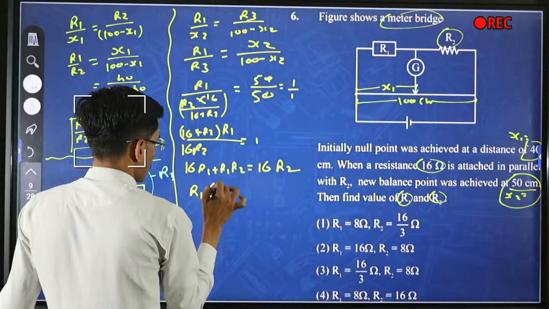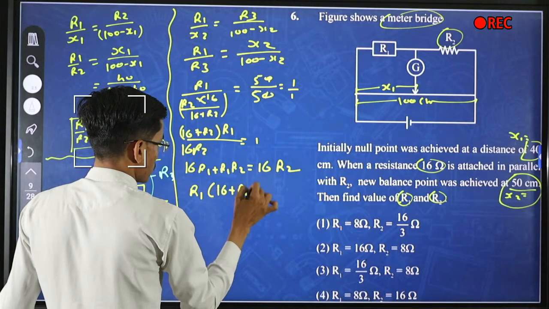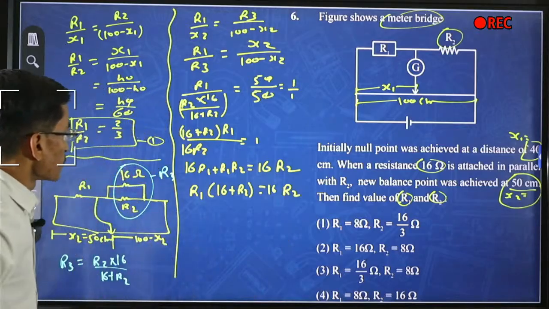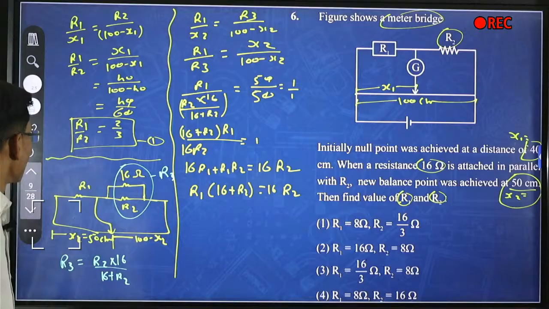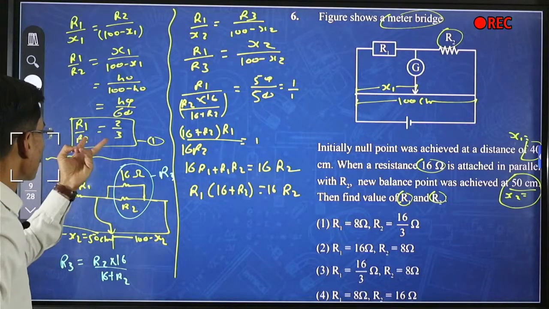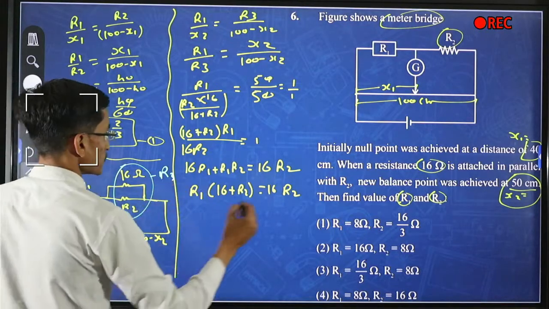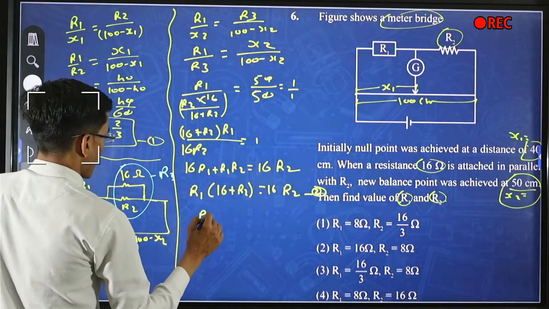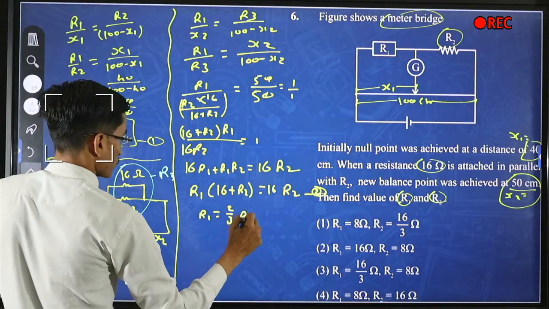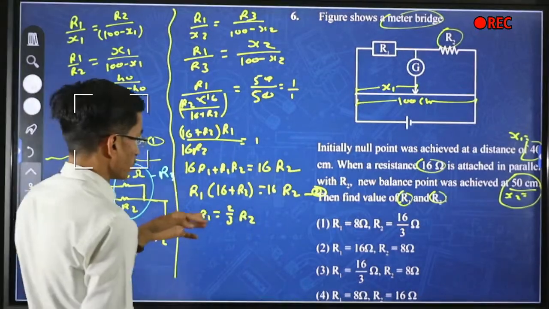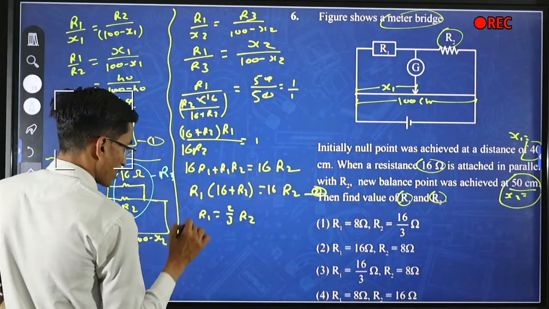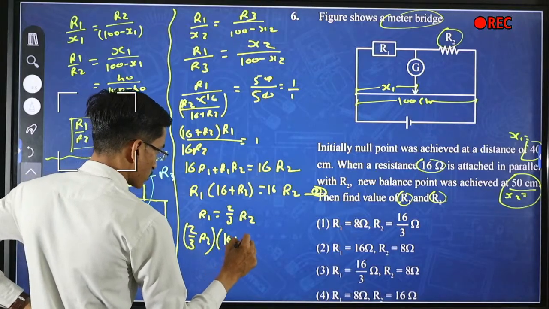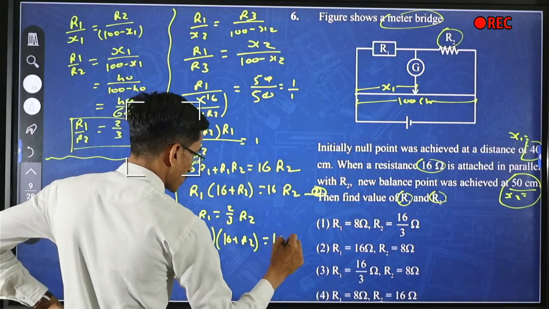R1 16 plus R2 is equal to 16 R2. So from now we can put value of R1 or R2 from this equation in this equation. Let us see equation 2. So from equation 1, R1 will become 2 by 3 of R2. So let us put value of R1 in this equation. So R1 is equal to 2 by 3 of R2 into 16 plus R2 is equal to 16 R2.